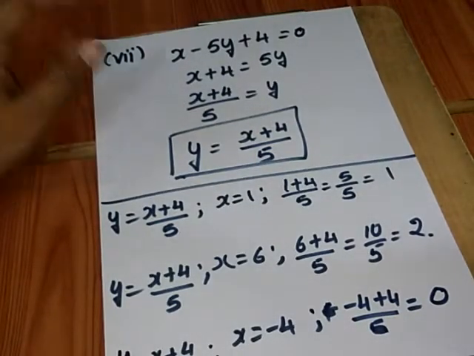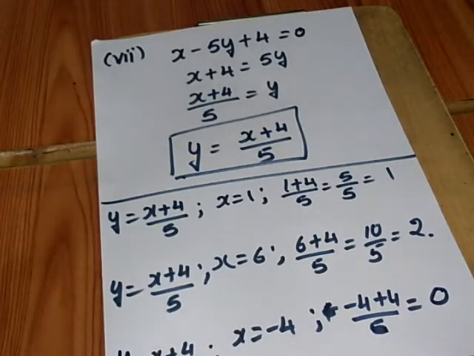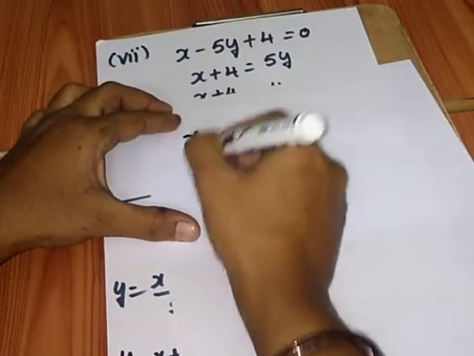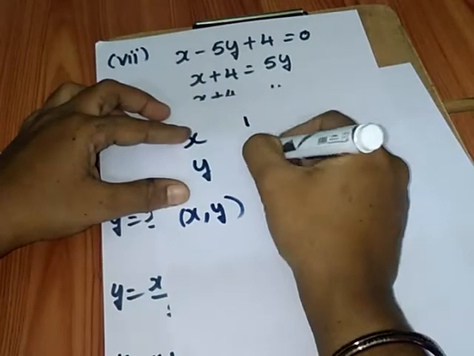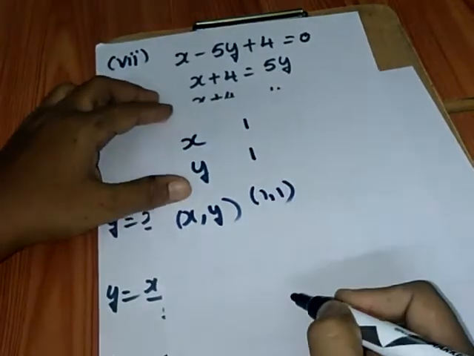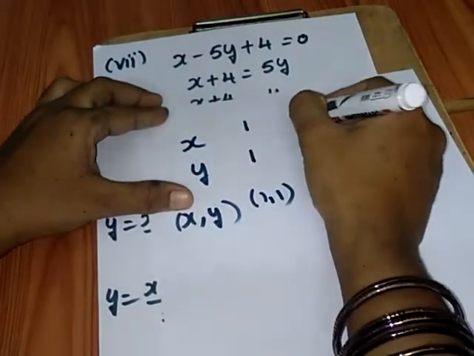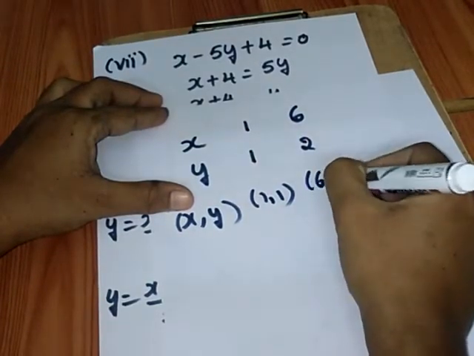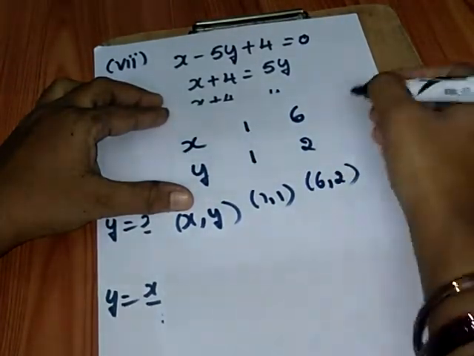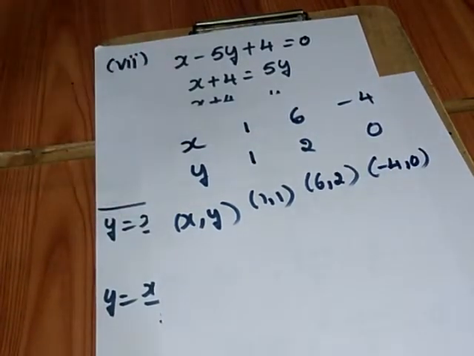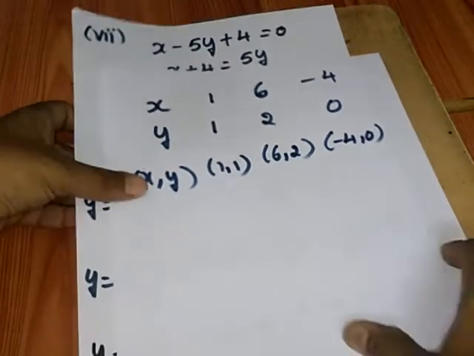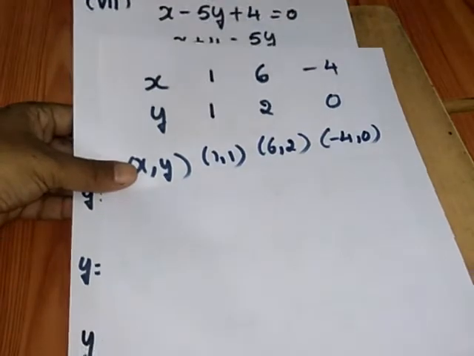Let us rewrite it in the table. The first point is 1 comma 1. So, consider the table with 3 columns, x, y and x comma y. X is 1, y is 1, so hence it is 1 comma 1. X is 6, then y is 2, the point is 6 comma 2. Next, x is minus 4, y is 0, hence the point is minus 4 comma 0. So move to the graph sheet and mark these 3 points on your graph sheet.